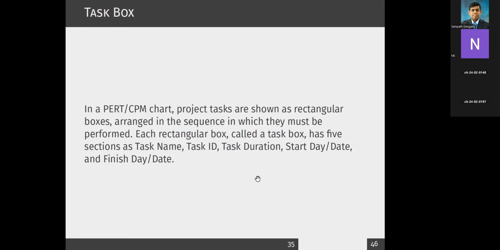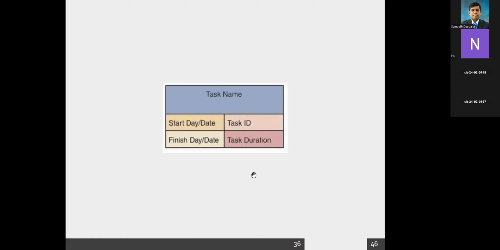Right. Then you have patterns and then you have boxes. Now we draw boxes to indicate multiple different pieces of information. You can have task name, task ID, task duration, and you can also have start and finish dates. Let me give an example. So you have a task name, then you have a start date, task ID, finish date, task duration.